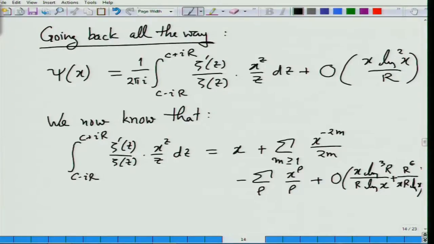So, as long as r log x is common, so as long as x is bigger than r to the epsilon over x, which means x squared is bigger than x is bigger than r to the epsilon by 2, this is going to be bigger than this. But anyway, let us keep this in. So, now we put this here, what do we get?